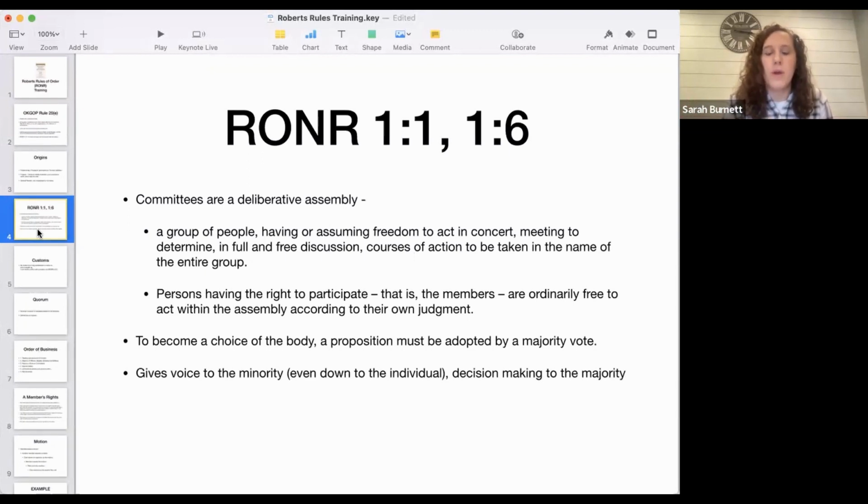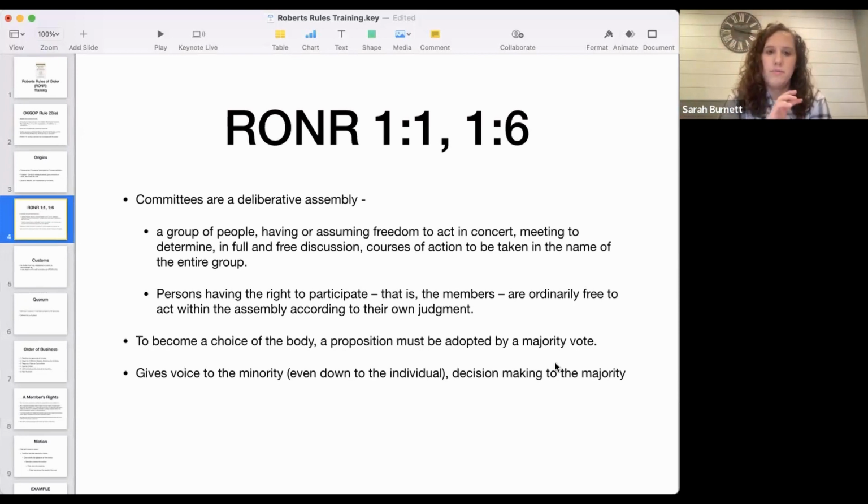Persons having the right to participate, that is members, are ordinarily free to act within the assembly according to their own judgment. So I actually believe that Robert's Rules of Order is a very Republican idea. It gives power to the people, gives voice to the people, usually through representation. Like in the Republican Party, the voters choose precinct officers, which sit on the county committee. The precinct officers on that committee choose county officers, who represent that county. And then the county officers gather in a state committee. It's a very Republican form, and that's in line with Robert's Rules.